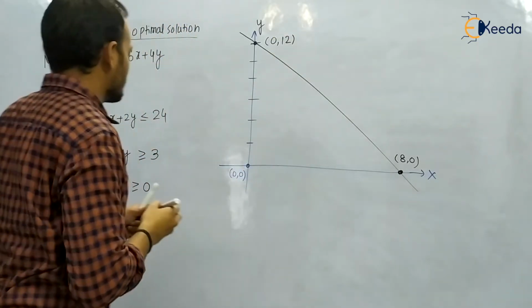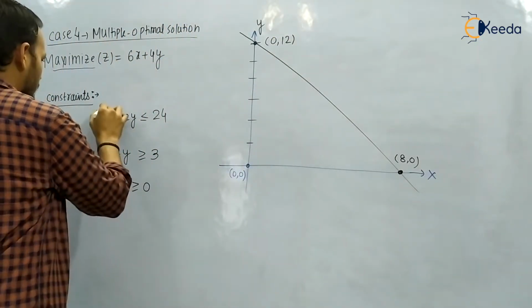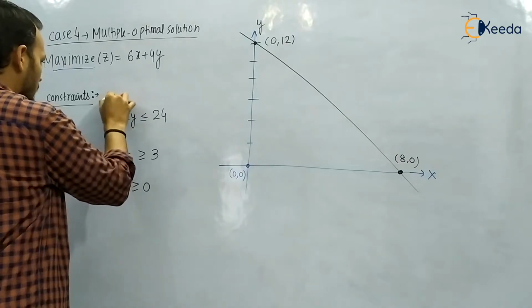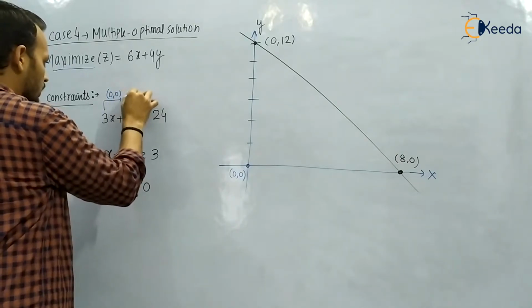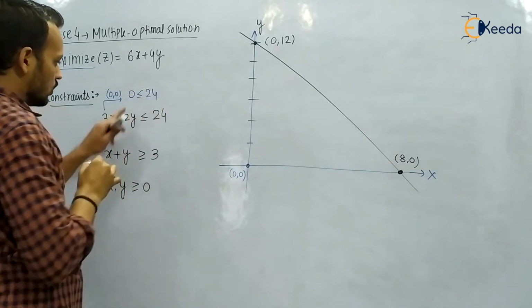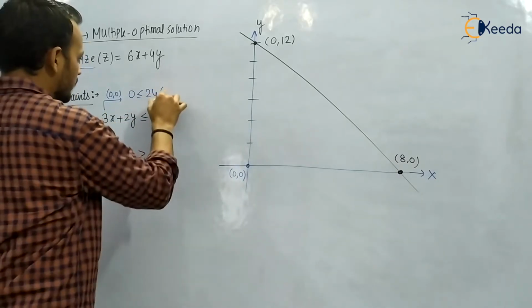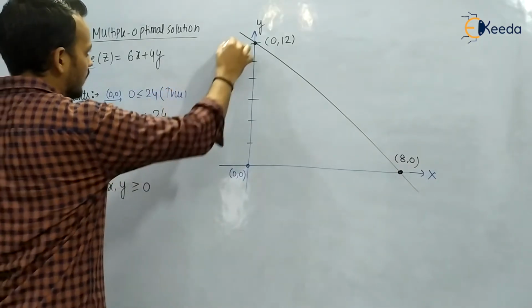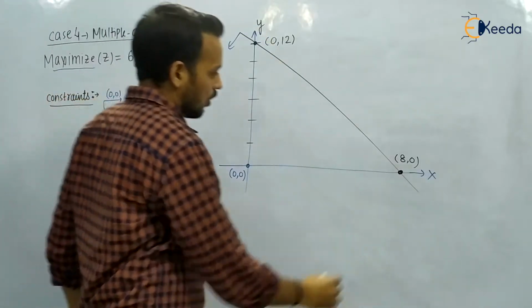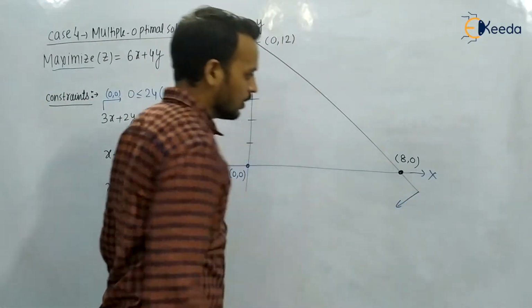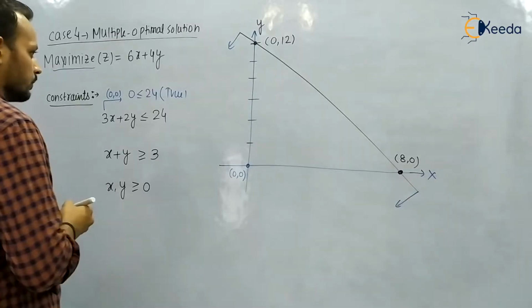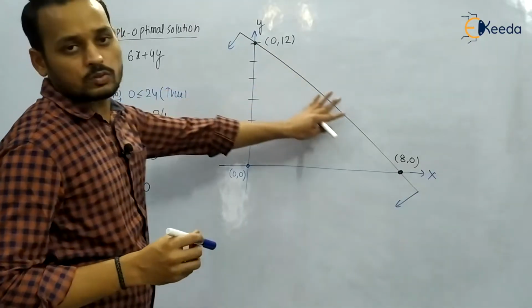For the first constraint, we put 0 comma 0. So 0 is less than or equal to 24. The condition is true. True means the graph is shaded towards the origin. So we have plotted the first constraint.